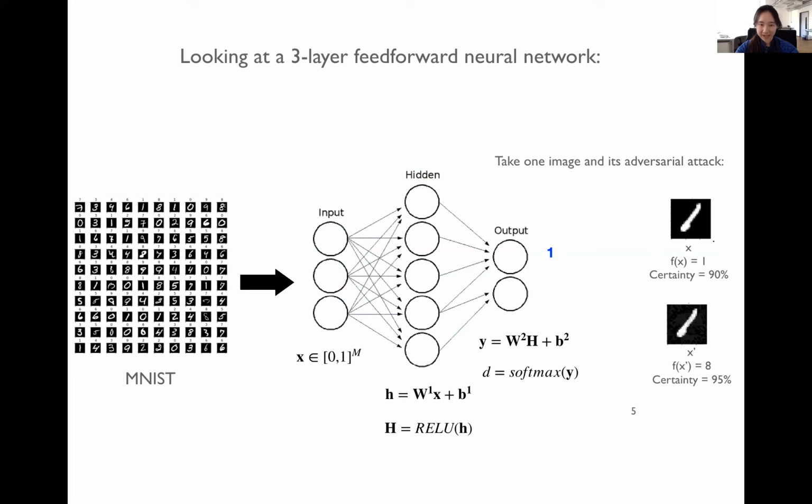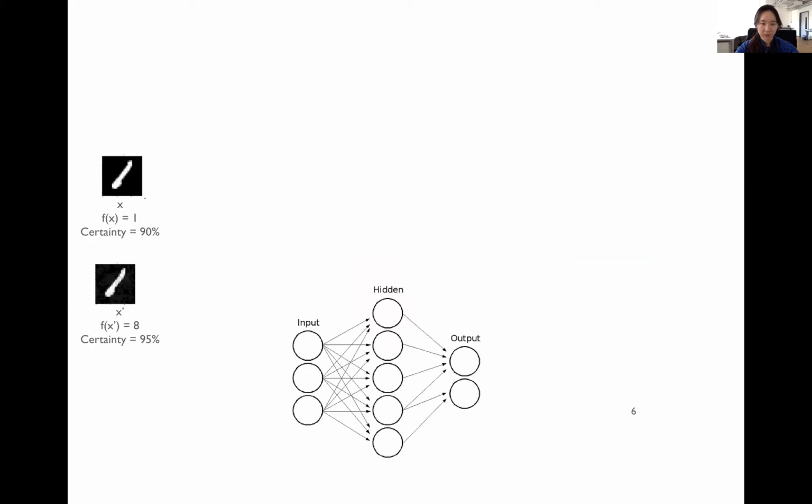So in the adversarial attack case, this neural network would incorrectly classify this image at the bottom as an 8 with a 95% certainty. So what is happening in the output layer to make the network misclassify the second image? We want to look at how this happens. Notice that the classification is a softmax over the output layer, and the softmax is a function that doesn't change the order. So what really matters is what is inside the softmax.